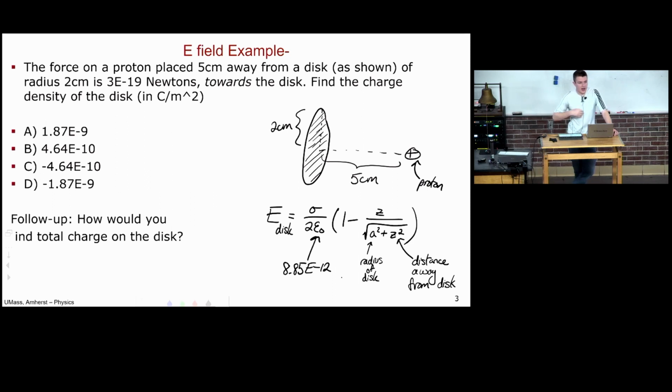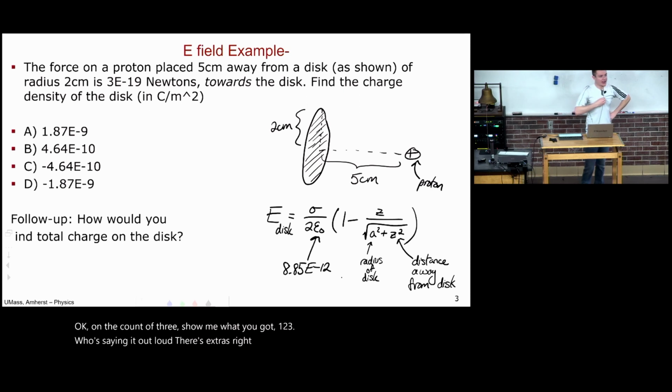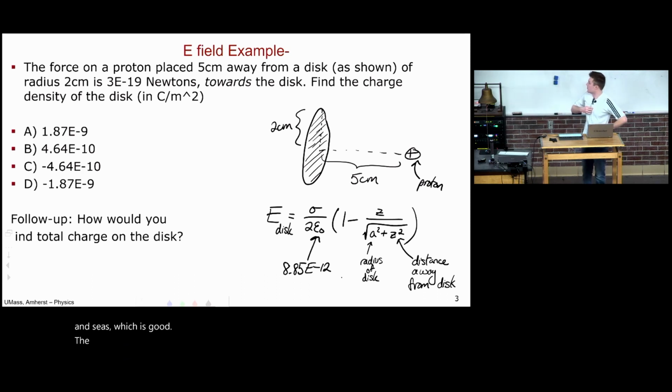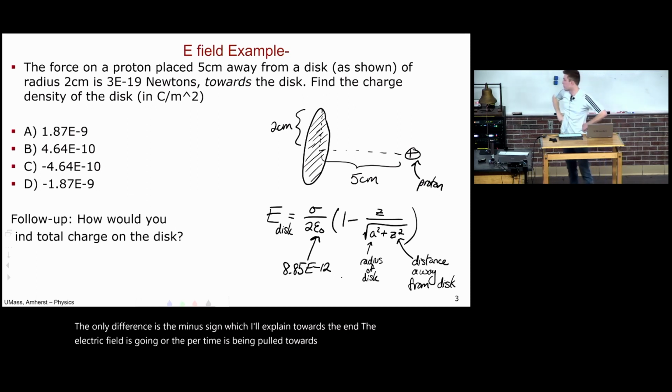Okay, on the count of three, show me what you got. 1, 2, 3. So I see a mix of B's and C's, which is good. The only difference is the minus sign, which I'll explain towards the end. The proton is being pulled towards the disk, and that is what will determine the sign.